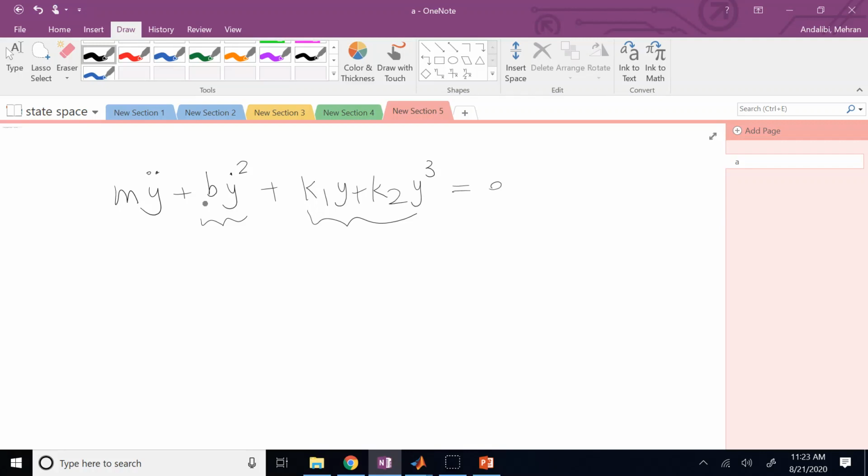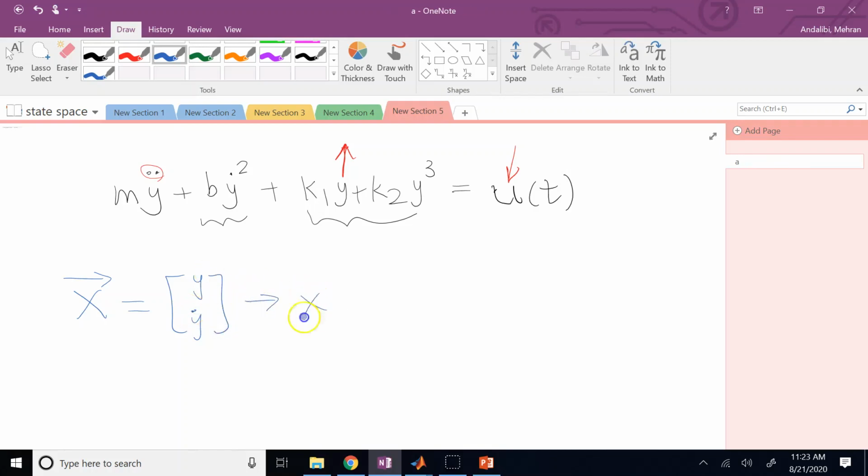I cannot apply Laplace to this and make a transfer function, but I'm still using the same variables. Actually, let me add an input, because you need to have an input in this method. Again, this is the output, and this is the input. The order is 2, so again I choose 2 variables, and y and y dot again are good choices.